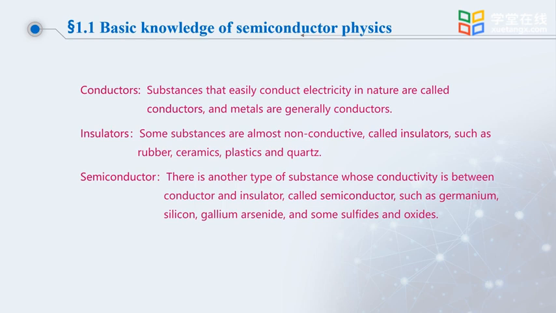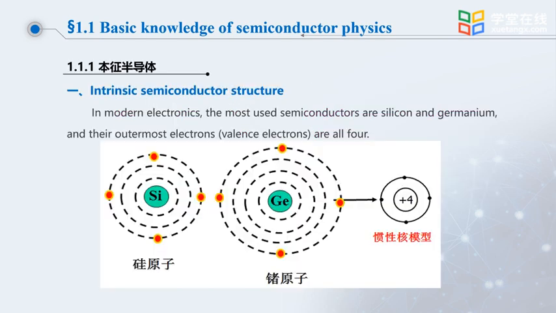For example, as the temperature increases, the conductivity increases, so we can make thermistors. As the conductivity changes with the light intensity, we can make photoresistors, phototubes, and so on. In addition, when impurities are added into pure semiconductors, the conductivity will increase dramatically. With this feature, we can make crystal diodes and triodes and so on. Okay, let's learn some common concepts about semiconductors.